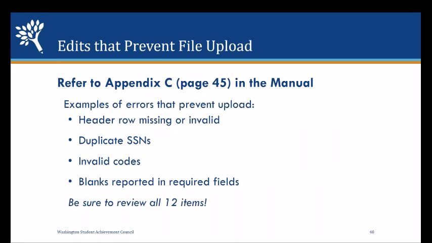There are edits that prevent your file from uploading, and you need to refer to Appendix C, which is page 45 in the manual, to identify what those are. But some examples of errors that prevent the upload are the header row missing or invalid, duplicate Social Security numbers, invalid codes, blanks reported in all required fields. So if it's required and you've left it blank, you won't be able to upload the file. Be sure to review all 12 items.